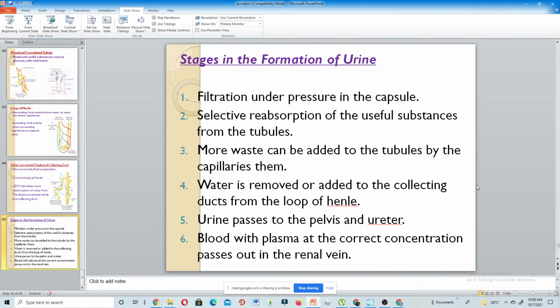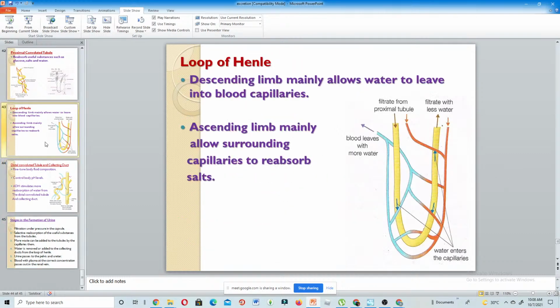Number 4, water is removed or added to the collecting duct from the loop of Henle. So in the collecting duct you will realize that some amount of water is also reabsorbed there. And then the urine will pass to the pelvis and then the ureter. And of course, once that is complete, the urine is basically formed.